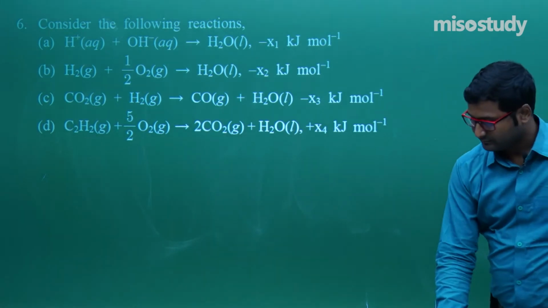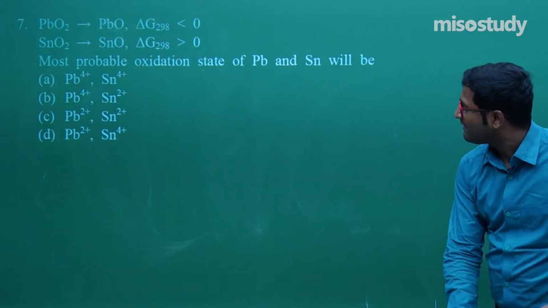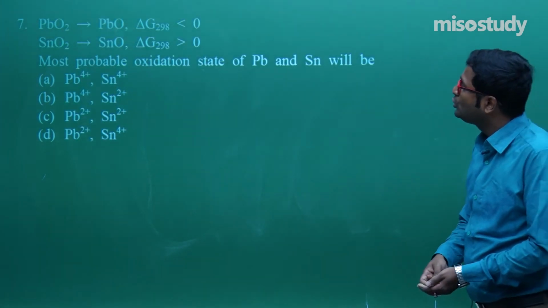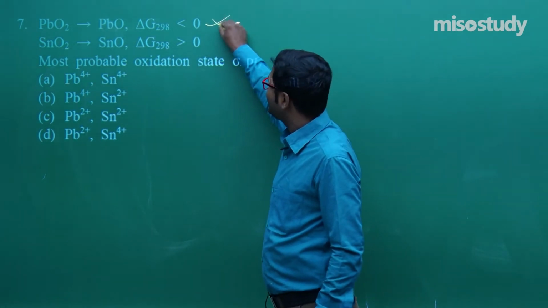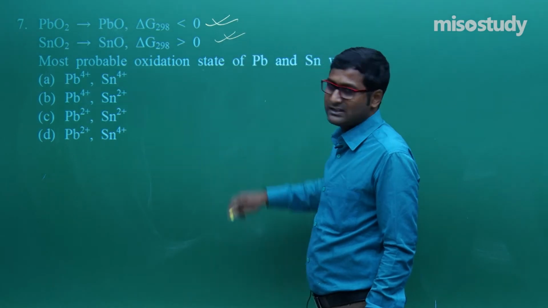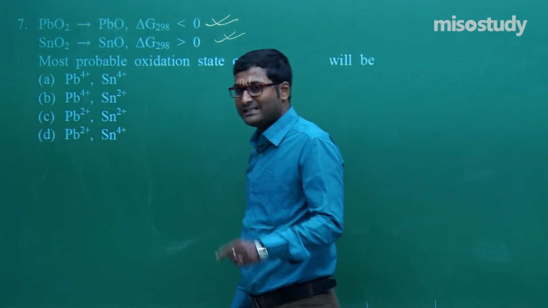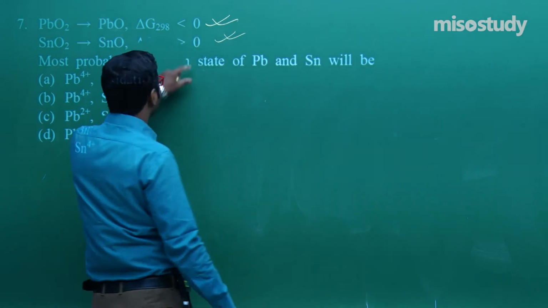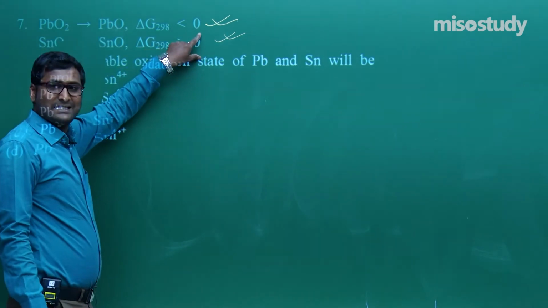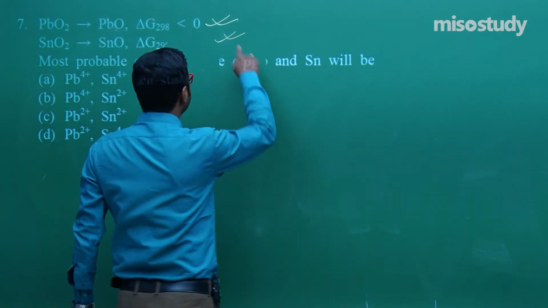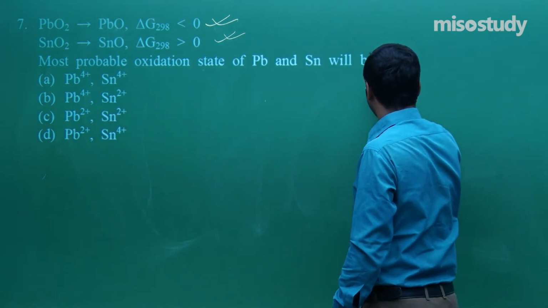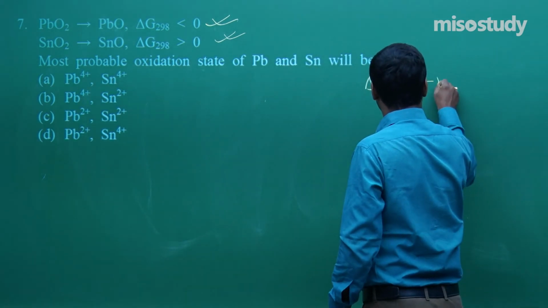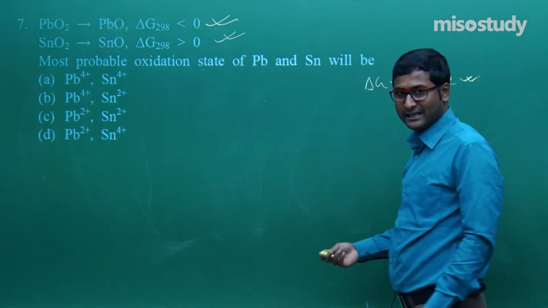Now, what is question number 7? What is given? PbO2 gives PbO. Here delta H in the first case is negative and in the second case delta G is positive. As we know, if delta H is negative according to the theory, then definitely the reaction is feasible, that is, the reaction is spontaneous. Delta H in the first case is negative, less than 0.